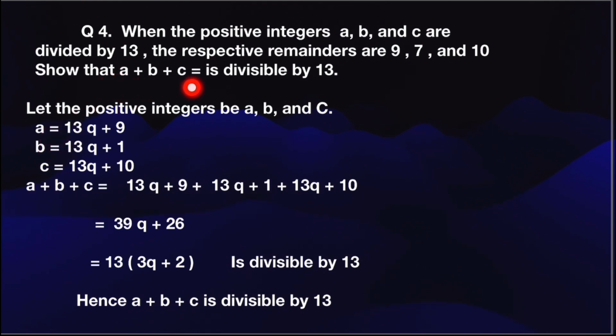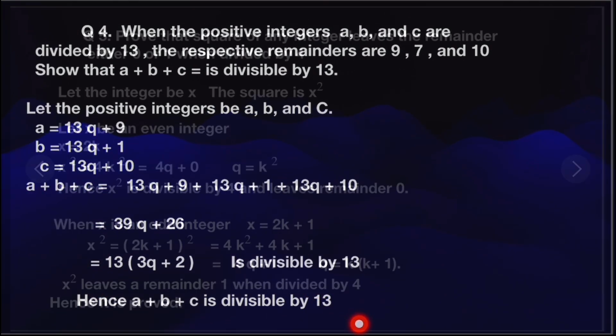Now we need to add them up: a plus b plus c. Add up the right hand side. Now solve this. Simplify it. You will get 39q plus 26. So take 13 as a common factor. In the bracket you will have 3q plus 2. So this expression is divisible by 13. So a plus b plus c is divisible by 13.